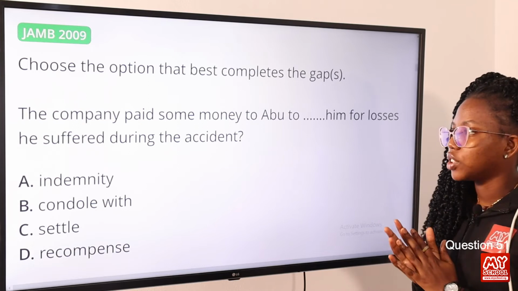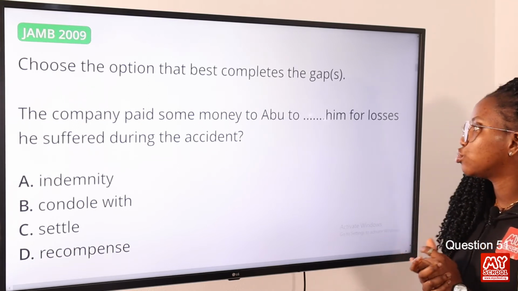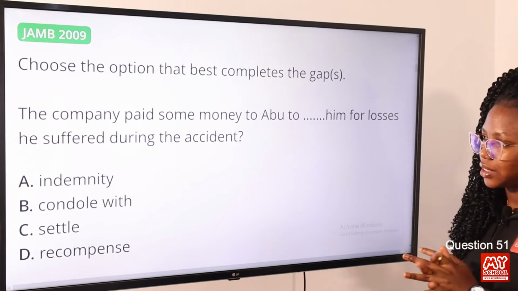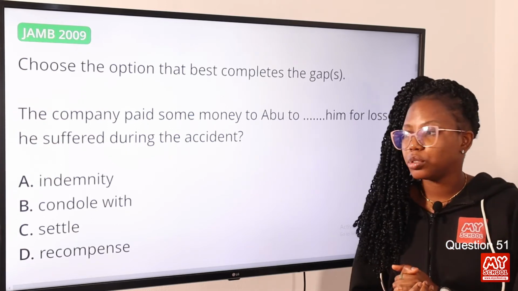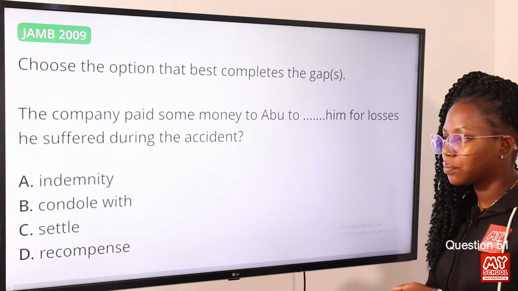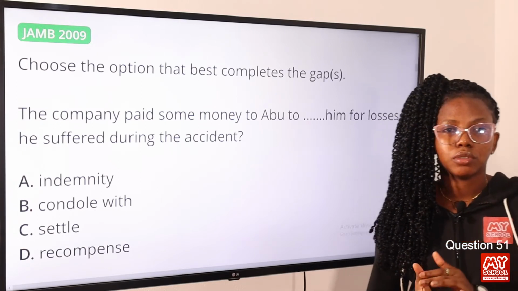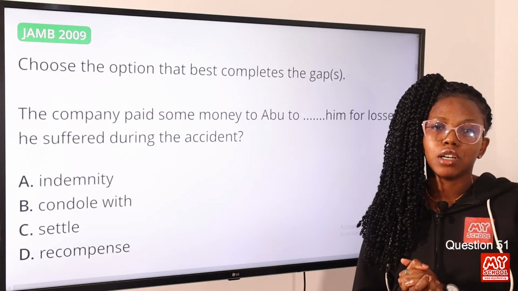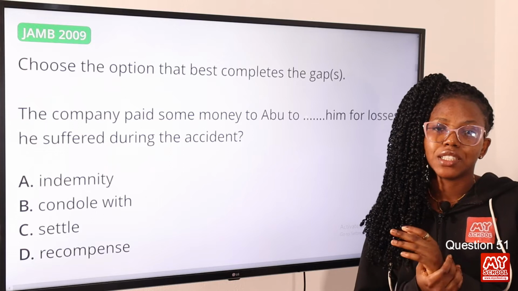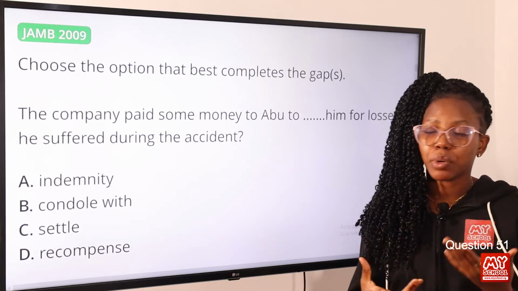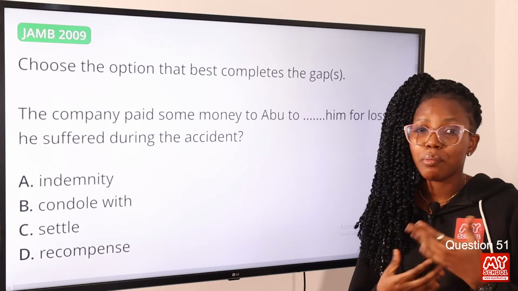Question 51. The company paid some money to Abu to dash him for losses he suffered during the accident. Option A, indemnity. Option B, condole with. Option C, settle. Option D, recompense. The answer to this question is option B, condole with. Now, option A, indemnity means security or protection against loss. Option B, condole is to express sympathy. Recompense is to make amends to someone.